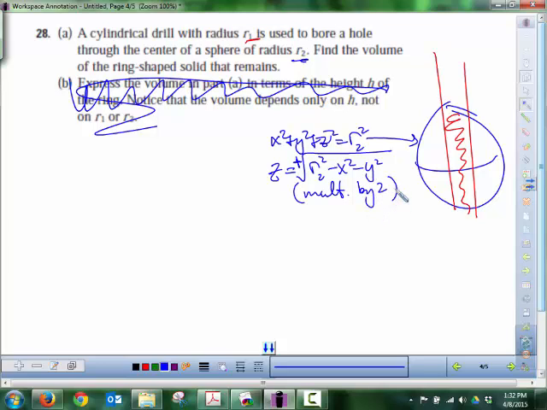So that's going to be my integrand, 2 times that. Now, the shadow. I want to see what the shadow looks like on the xy plane, because I want to set up my double integral.